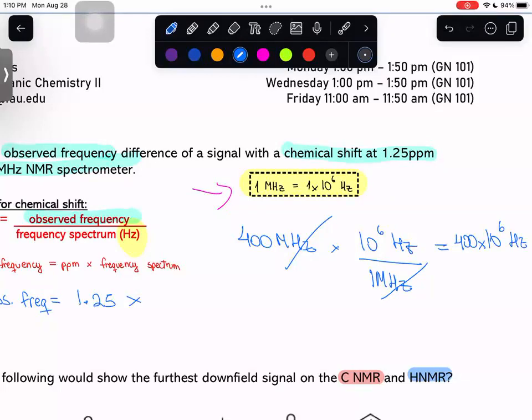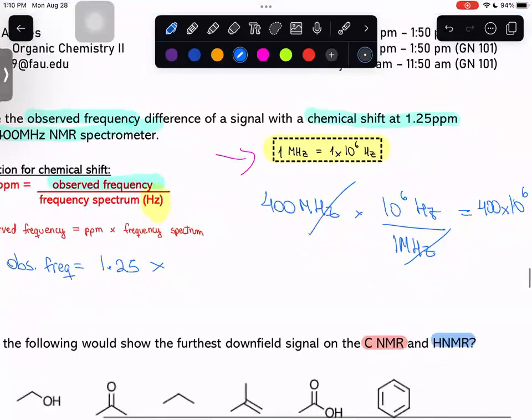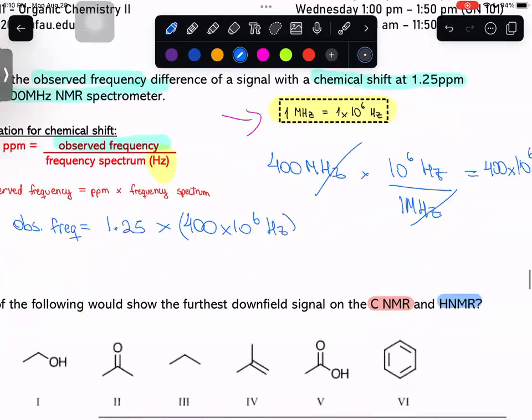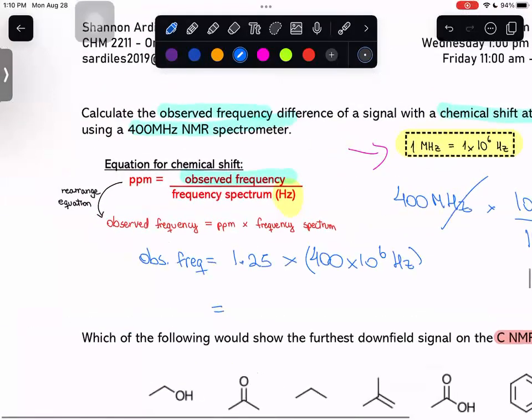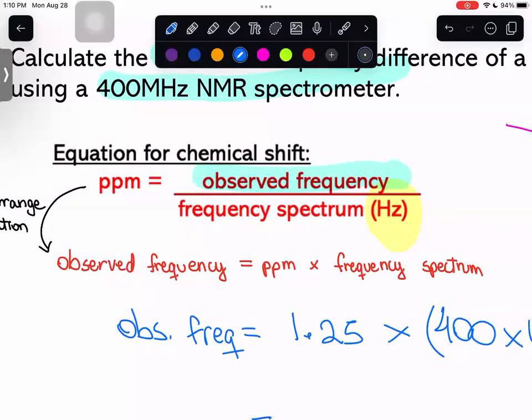Okay, now that we have everything in the same units, now we can plug it back in. So it's gonna be 1.25 times 400 times 10 to the 6 hertz. So now, very last thing that you have to do is just plug in those numbers into your calculator. Wouldn't you do 1.25 equals X over the frequency? Yes, you can do that as well. But at the very beginning, I rearranged the equation. So it will be easier to just plug it in. Oh, okay. So yes, you can do both ways, whatever is the best for you.